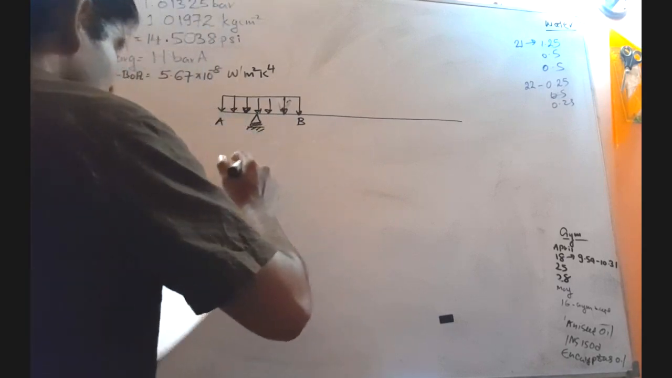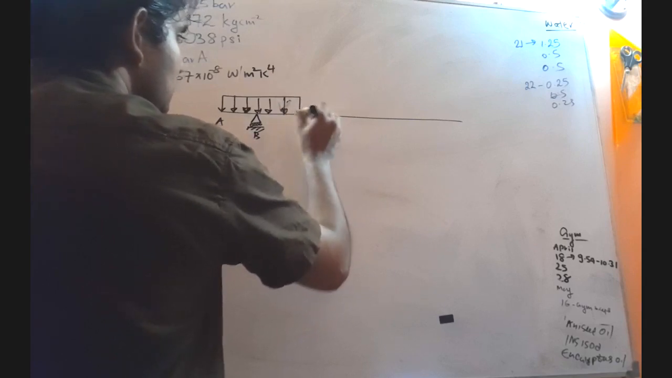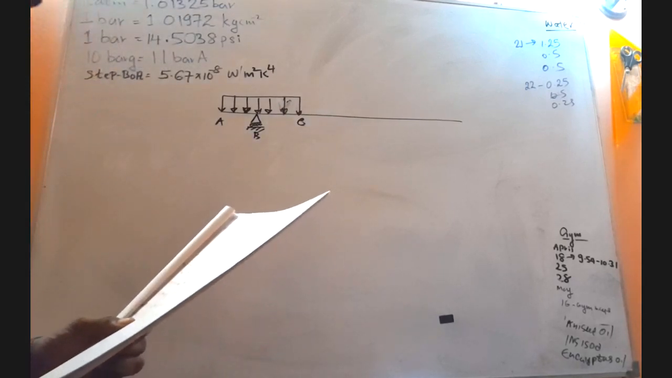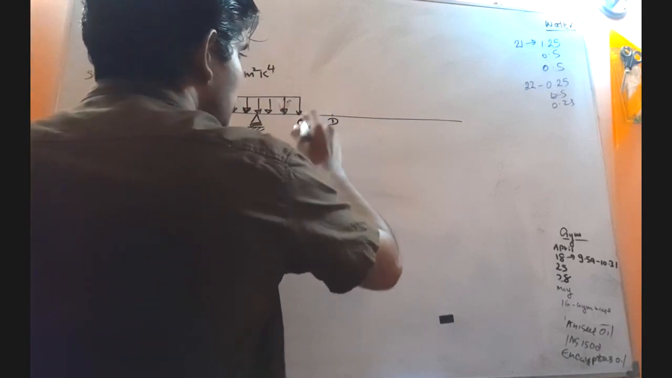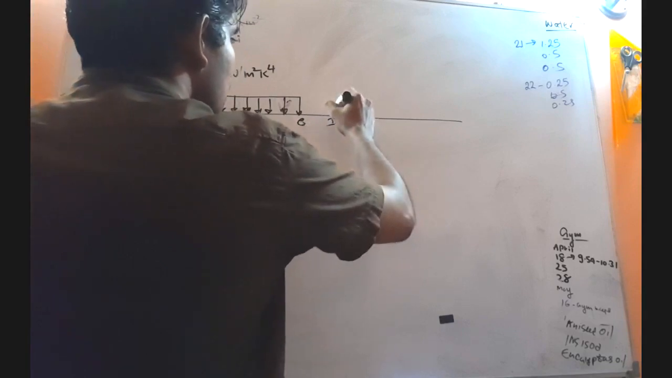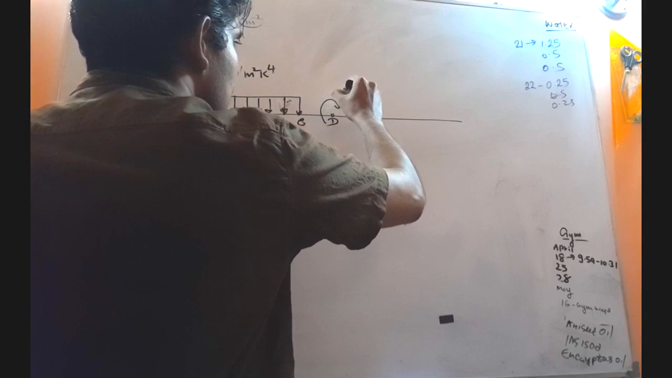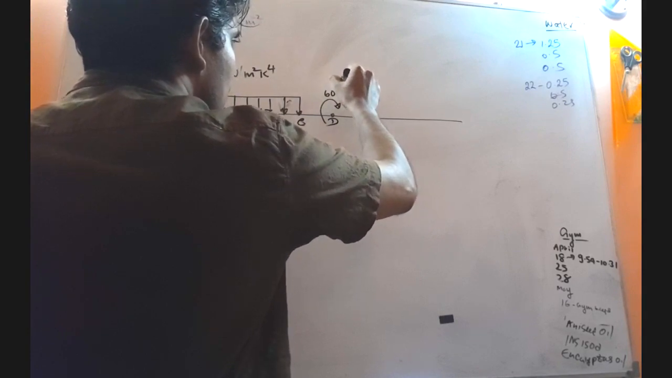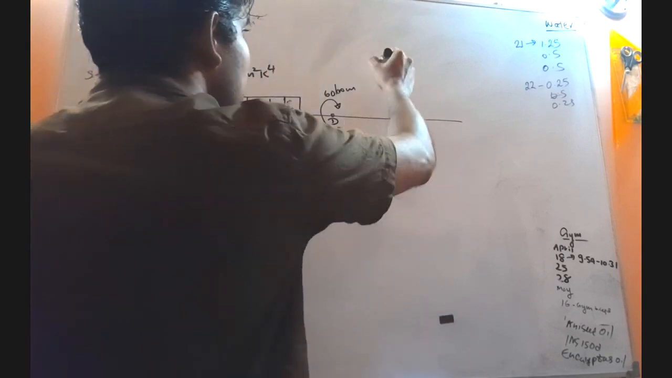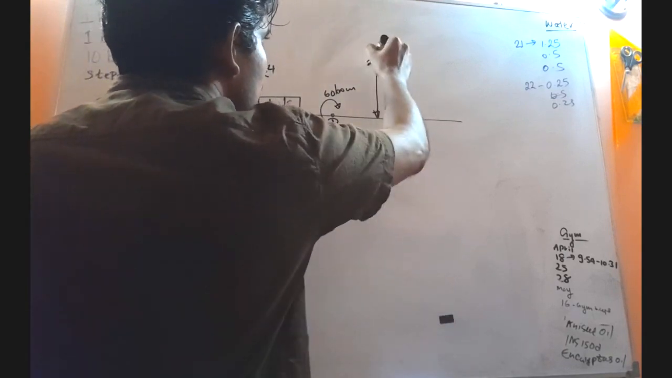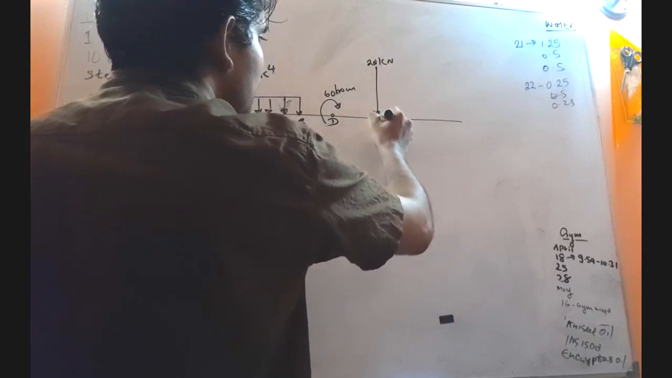And this position is B, this position is C, and we have position D. Later I will tell you the distances. Applied moment is there at D, that is 60 kilonewton meter. Then we have a point load of 20 kilonewton at point E.